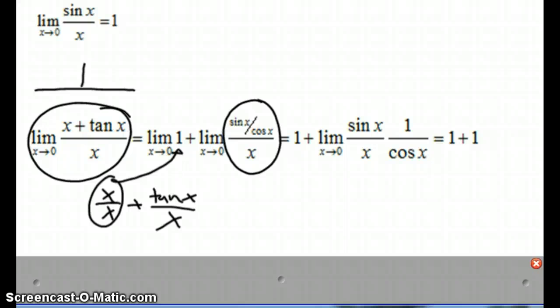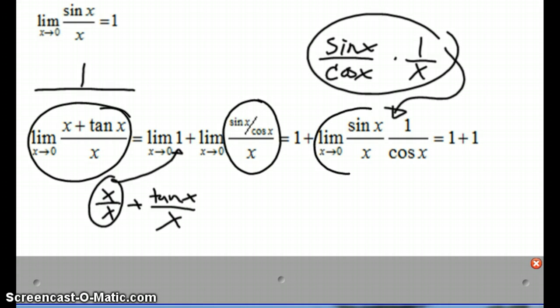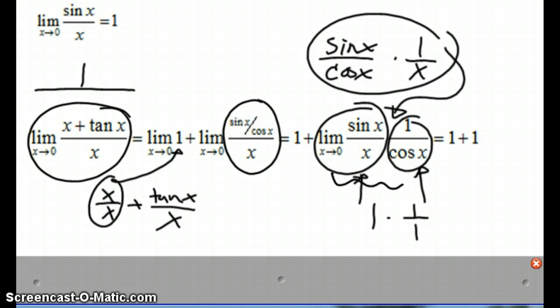And I can split that up as well. Dividing by something, if I take sine x over cosine x, and I divide by x, it's the same as multiplying by 1 over x. Rearranging the multiplication a little bit, I get this. And notice again, we have a limit we know. If we plug in x equals 0 to this part, we just get 1 over 1 as well. So I have 1 times 1 in this part of the limit.